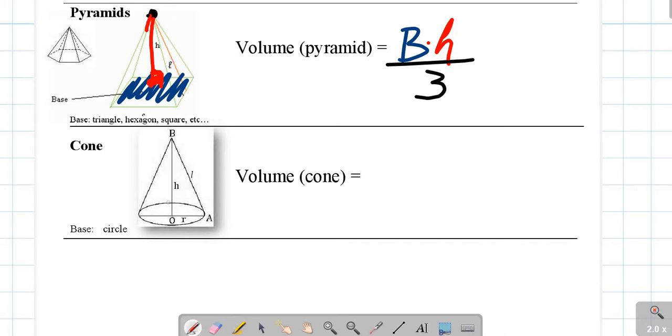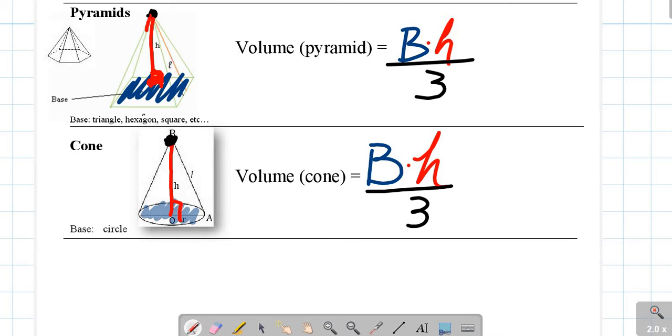For a cone, same thing. You find the area of that base times height. And when I say height, it drops straight down the middle, over 3. And again, you're losing volume when you come to a point. That's why it's divided by 3. There's a more complicated explanation, but I'm just going to tell you what it is. I'm not going to explain it for time's sake, but the volume of pyramids and cones is base times height over 3.